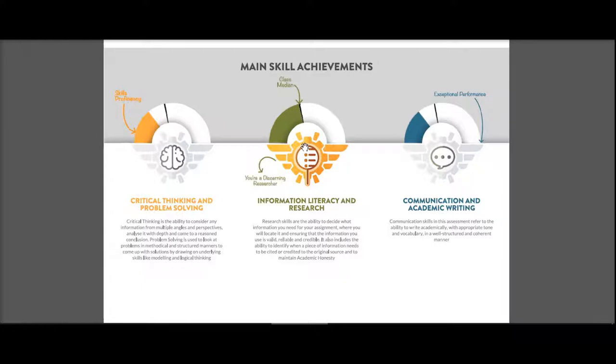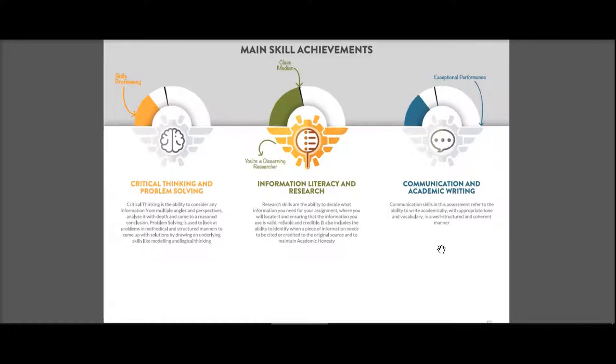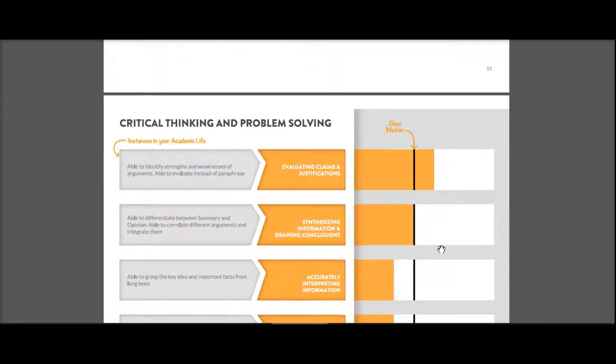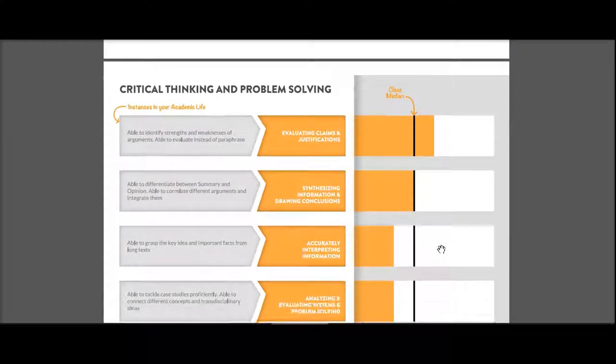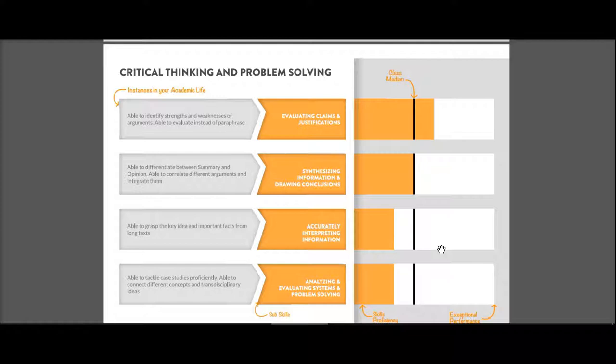This student, for example, is performing at the same level as the median of her class, but a little bit lower for critical thinking and problem solving, as well as for communication and academic writing. And again, the student then has information on how they're doing on all of the different subskills, as well as where those skills are relevant in their academic life.